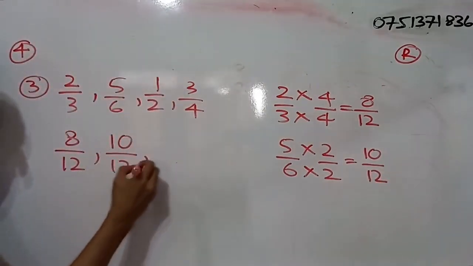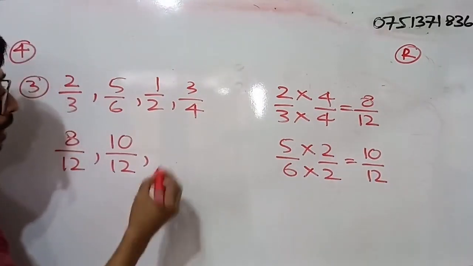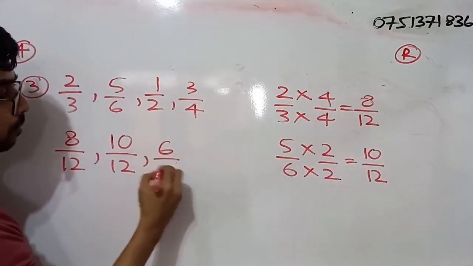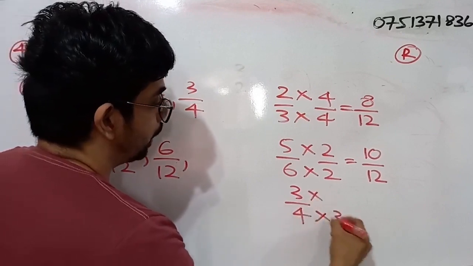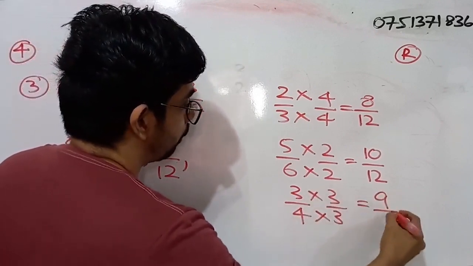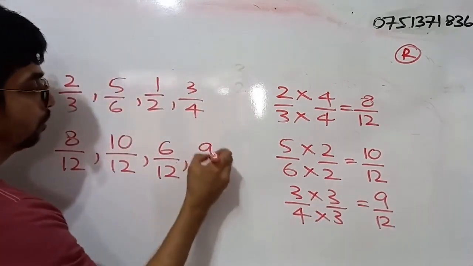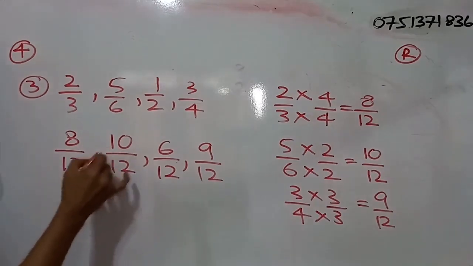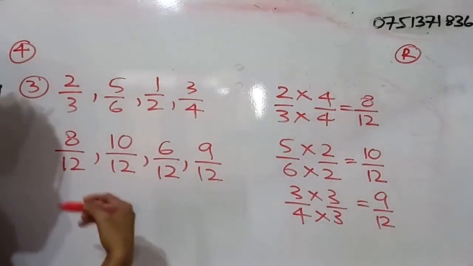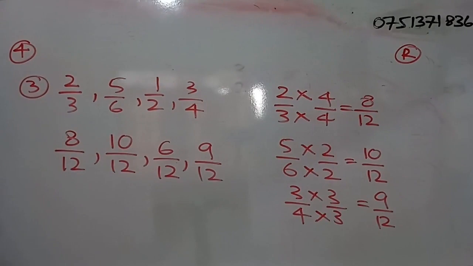10 by 12. Then half. Half means what? 6 by 12. Then I have 3 by 4. I am going to multiply the numerator and the denominator by 3. So I will be getting 9 by 12. Now, see, the denominators are the same, so we can easily come up with the answer.